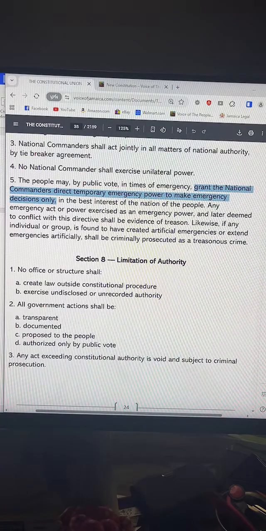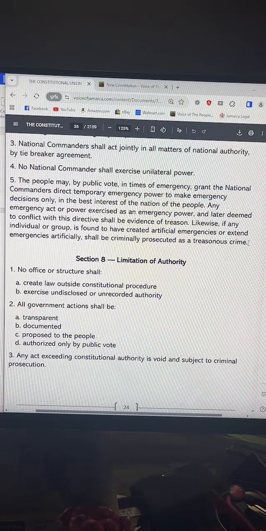Likewise, if any individual or group is found to have created artificial emergencies or extended emergencies artificially, they shall be criminally prosecuted as a treasonous crime. So again, creating penalties within the law so that there is no arbitrary alleged decision making when it comes to the court process.